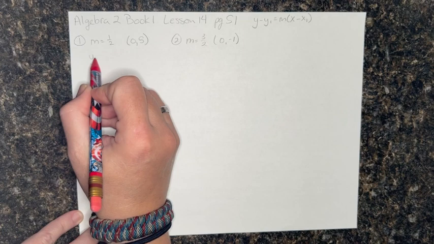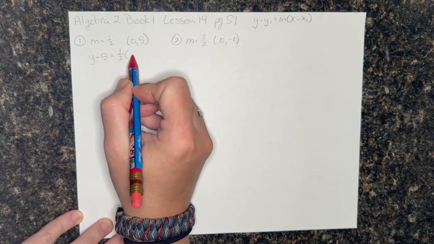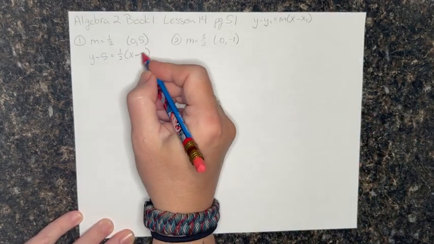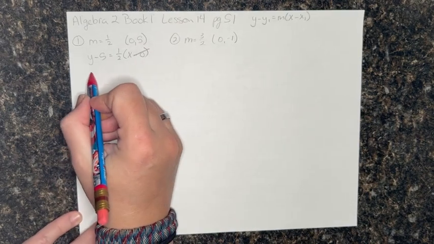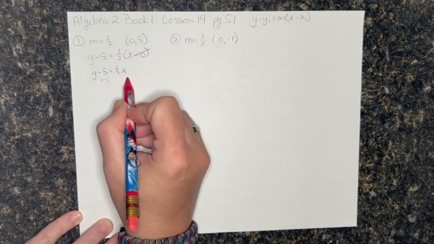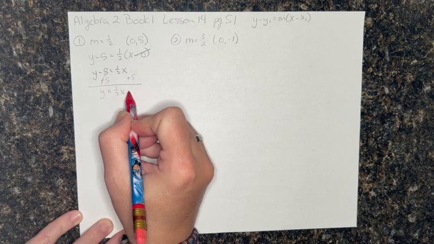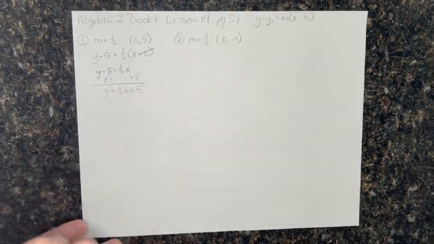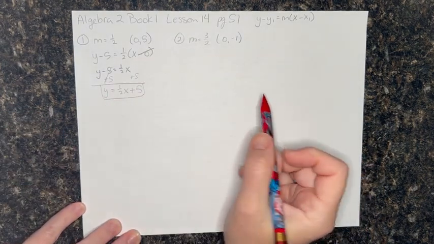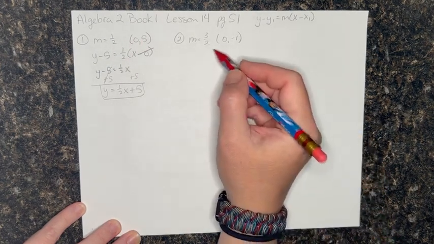So y minus 5, because that's my y here, is going to be equal to 1/2 times the quantity x minus 0. All right, well, minus 0 is really nothing, right? So it's just half x. So y minus 5 is equal to 1/2 x. I have to add this 5 to both sides. So I get that y is equal to 1/2 x plus 5. And that is the equation for my line that passes through this point with this slope. Okay, what about number 2?